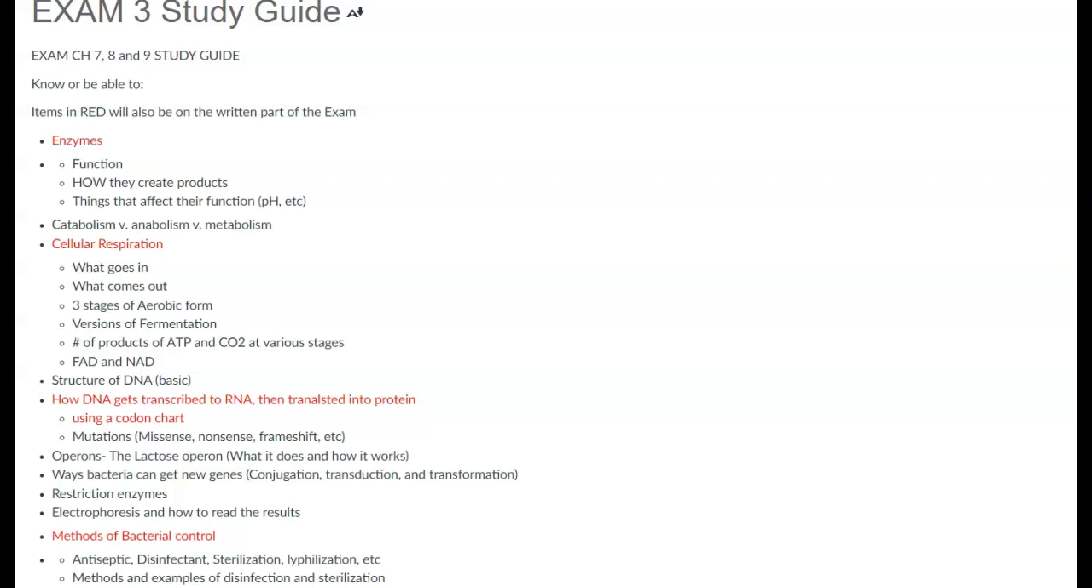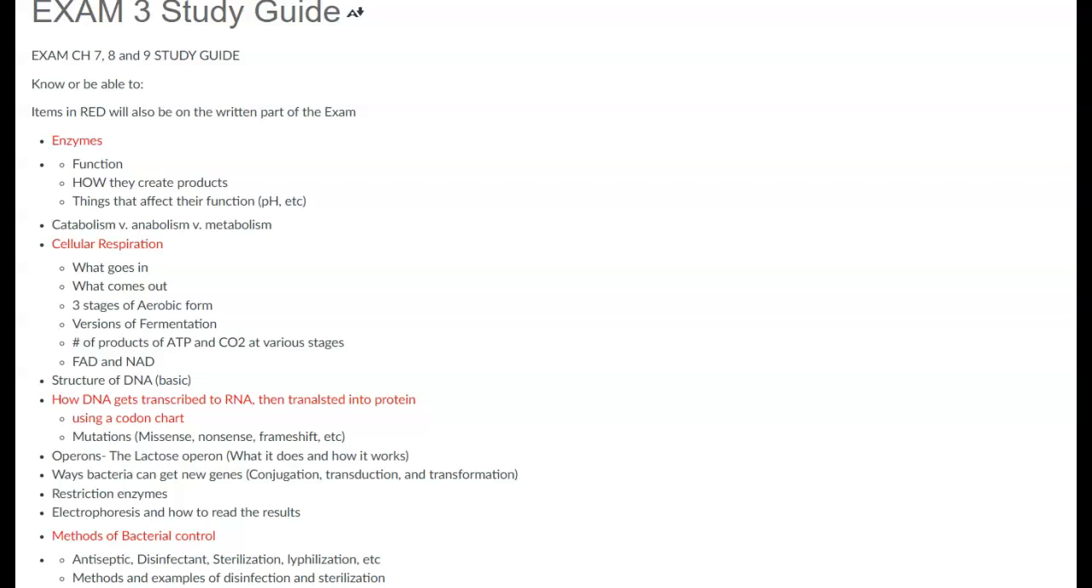Moving down the list, obviously DNA. And the part in red there, you're going to have a question where I'm going to give you a DNA strand. You're going to basically transcribe it into RNA, then translate it into an amino acid. I had an Edpuzzle on that as well, and I will have a codon chart on the exam for you, so you will be able to see that.